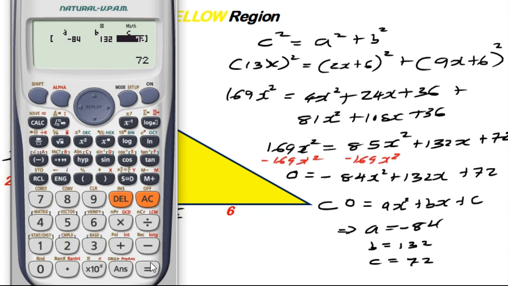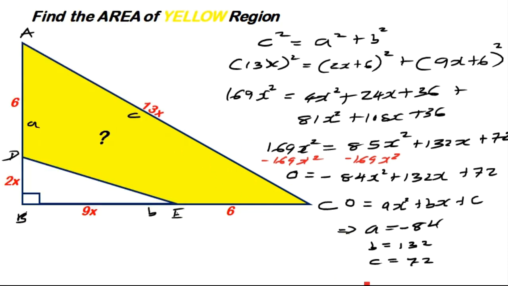The first solution of x is going to be 2. Then the second solution of x is negative 3 over 7. So remember, x is a length, so we are interested in the solution which is positive. So we found that x equals 2. When x equals negative 3 over 7, that is not going to define a length. So x equals 2.